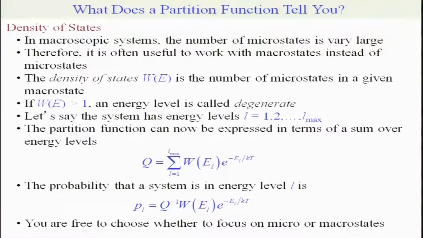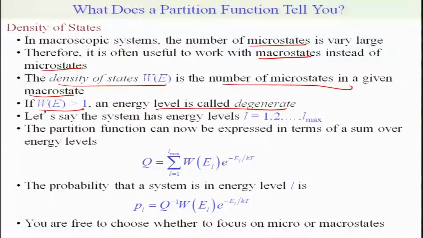Okay, let me further extend this exercise, and now let me define density of states. In a macroscopic system, the number of microstates is very large. Therefore, many times it's easy to work with a macrostate instead of a microstate. So, the density of states is basically the number of microstates in a given macrostate. If W, the density of states, is greater than 1, we call the energy levels degenerate.